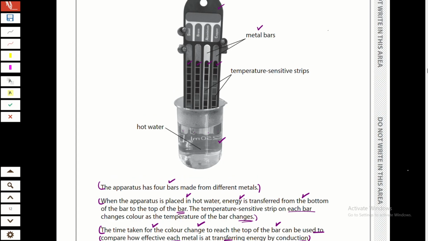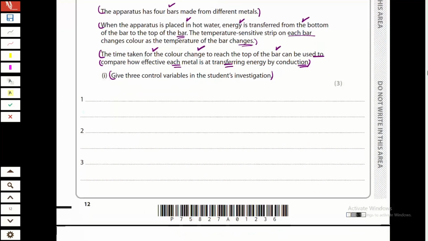Alright, so these are actually the control variables, and also the initial temperature of each metal bar must be the same. The initial temperature for each metal bar should also be the same. So let me write all the control variables. You just have to write 3 out of all the variables that I will be writing.